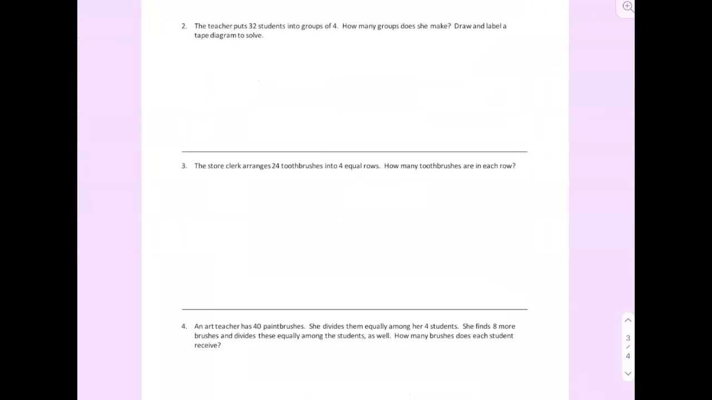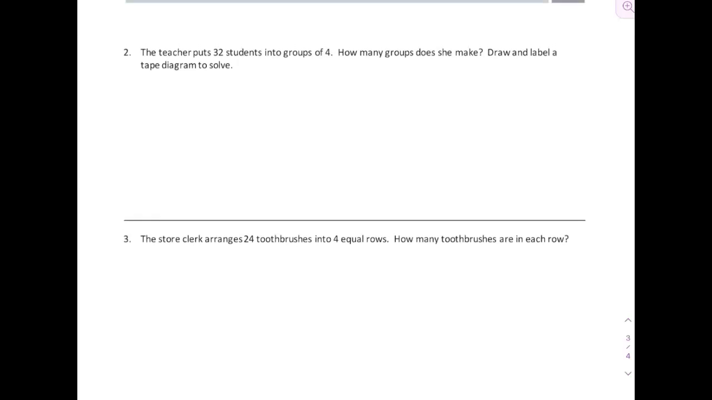Now let's look at some problem solving. Let's look at this problem together. The teacher puts 32 students into groups of 4. How many groups does she make? Draw and label a tape diagram to solve.